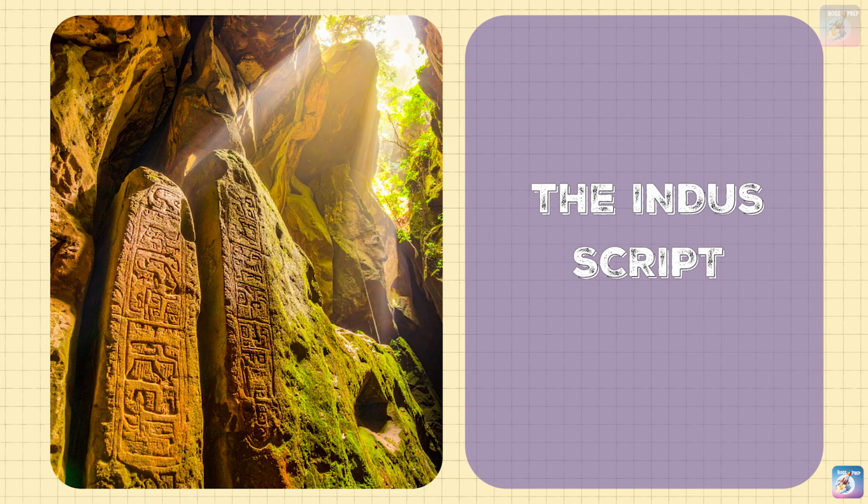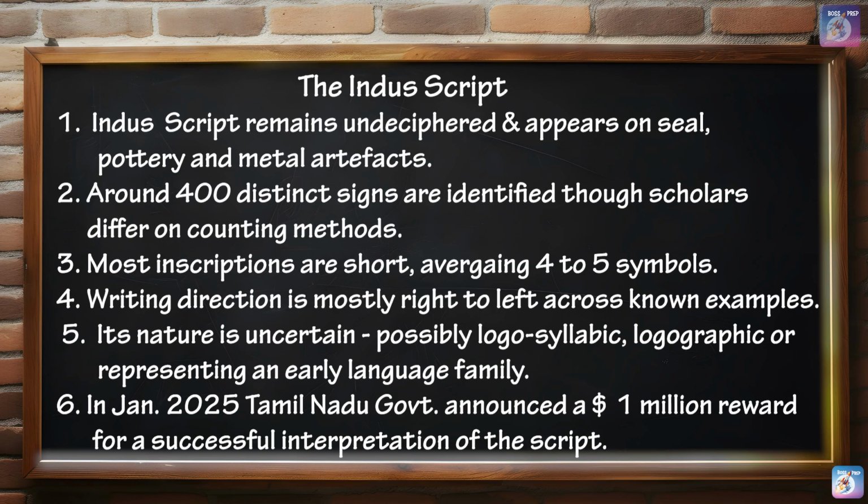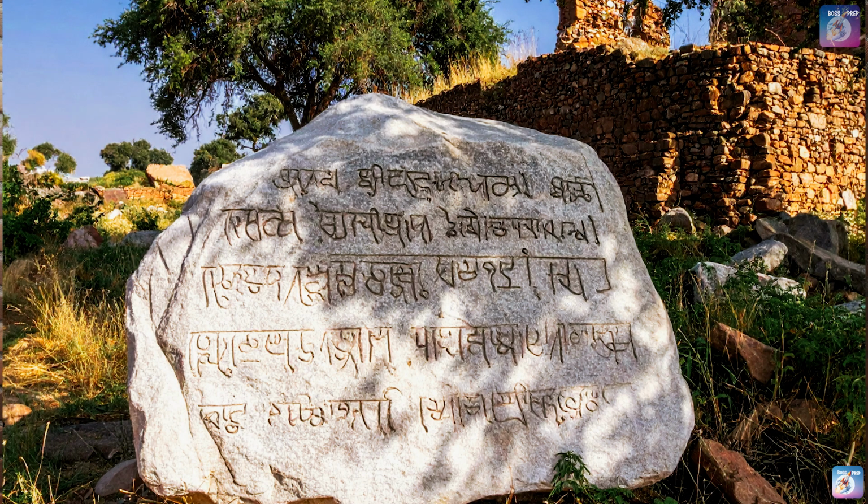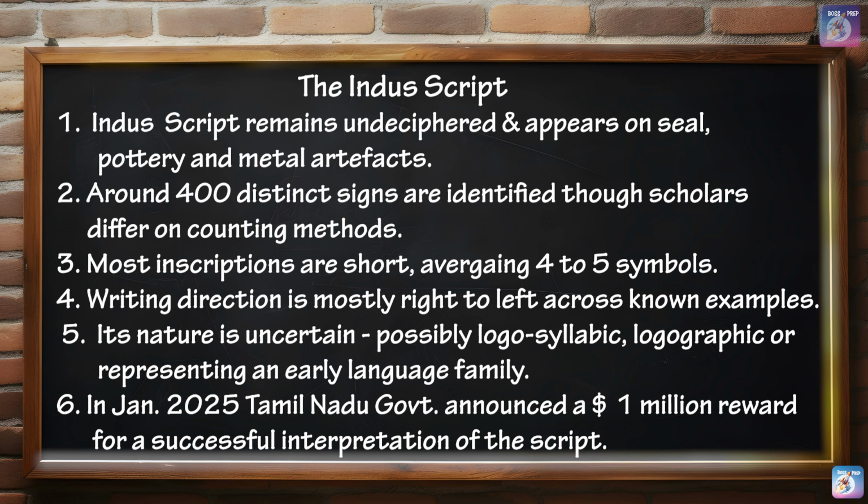The Indus script remains undeciphered, with notable characteristics. They are as follows. First, over 4,000 inscriptions appear on seals, pottery, and metal objects. Second, around 400 distinct signs are identified, depending on how variants are counted. Third, the average inscription length is 4 to 5 signs. Fourth, the direction is primarily right to left. Fifth, the type is uncertain, possibly logosyllabic or logographic.